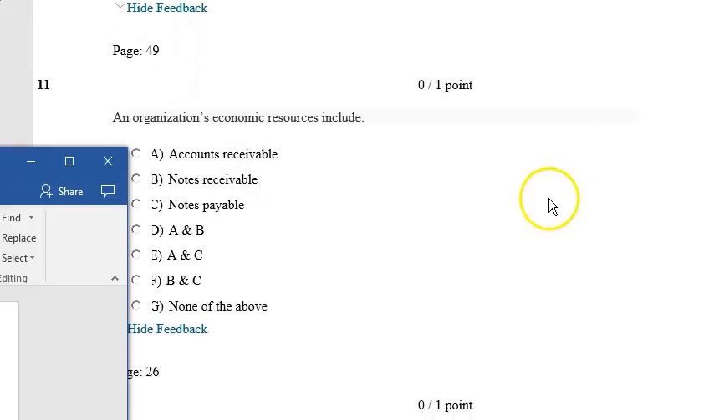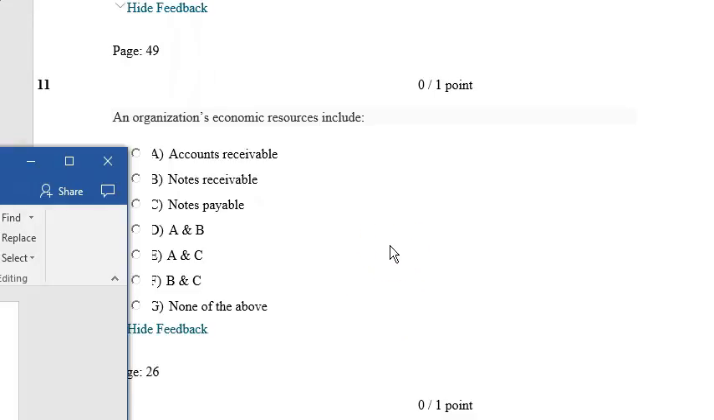A few more here. An organization's economic resources include, okay, so resources, these are the good things, the positive things. Accounts receivable. Okay, so accounts receivable, that means people owe me money. That's a good thing, right? Notes receivable. That means, again, you are receiving money. A note is a word basically for a loan. So loans receivable. I've given someone a loan and they're paying me back usually with terms, and terms is a fancy word for interest. So notes receivable, that sounds like a resource.